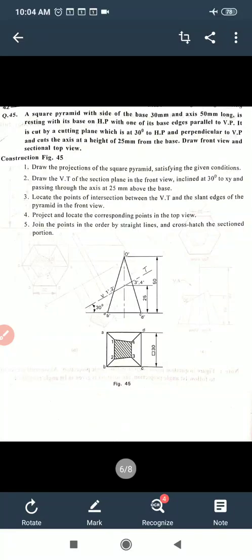Good morning, students. Today we will draw the sectional view of the square pyramid. Here one of the questions is given based on the square pyramid. Let us see the question first.